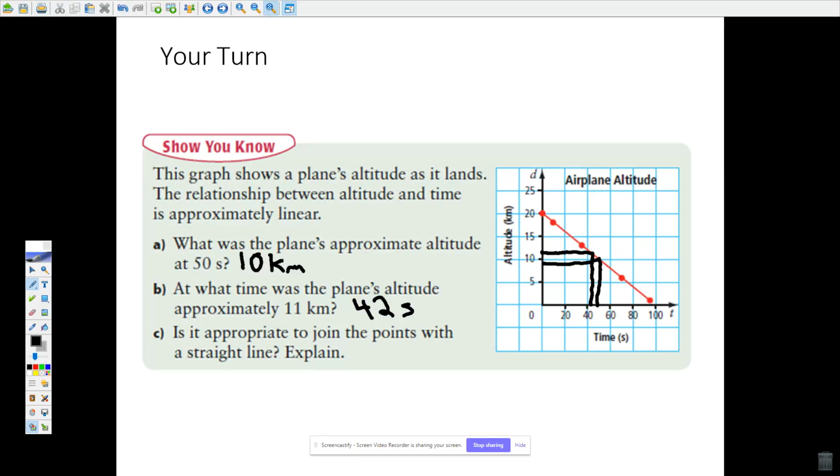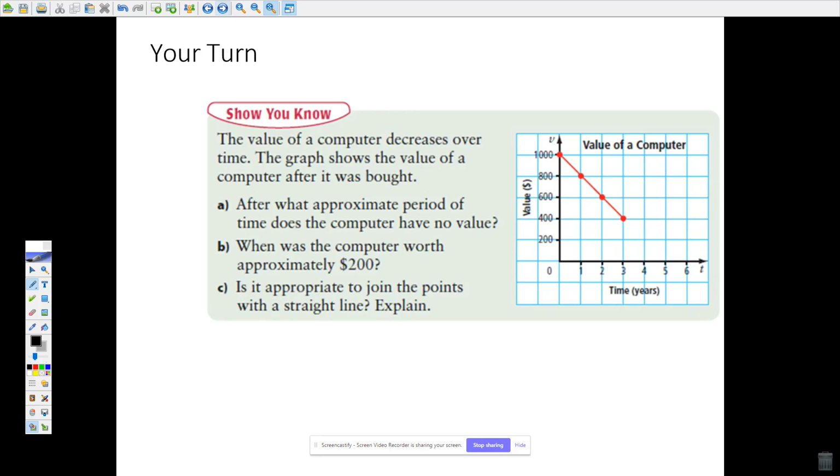And then the final question is, is it appropriate to join the points with a straight line? Anytime you're asked if you should join the points, you have to ask yourself, can you have half of something? Yes, you can measure time in half, and you can measure distance in half. So in this case, the answer is yes. Once again, I'd like you to try this on your own, so please pause your video now.